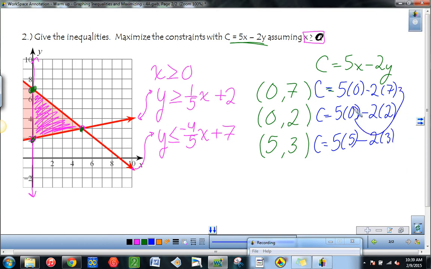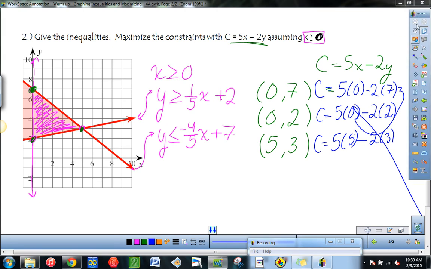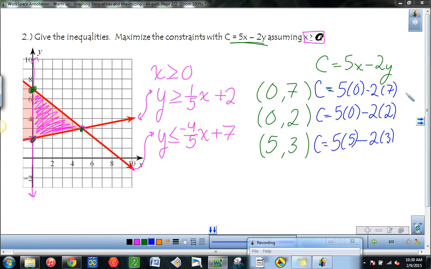5 times 0 is 0. 5 times 5 is 25. Just give me the next part. This is going to be negative 14. What's this one going to be? 25 minus 6 is 19. And to think you didn't even want me to teach it.